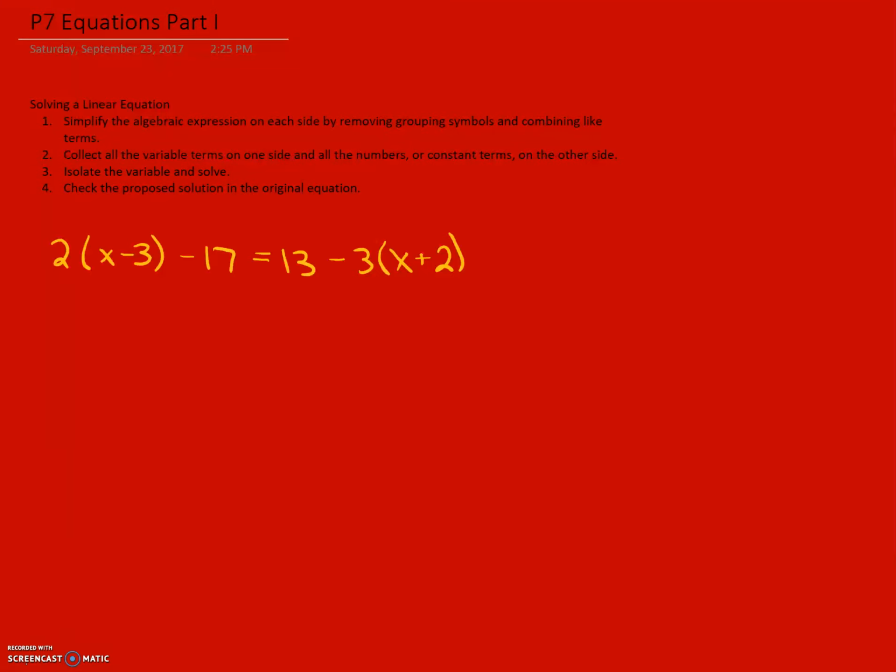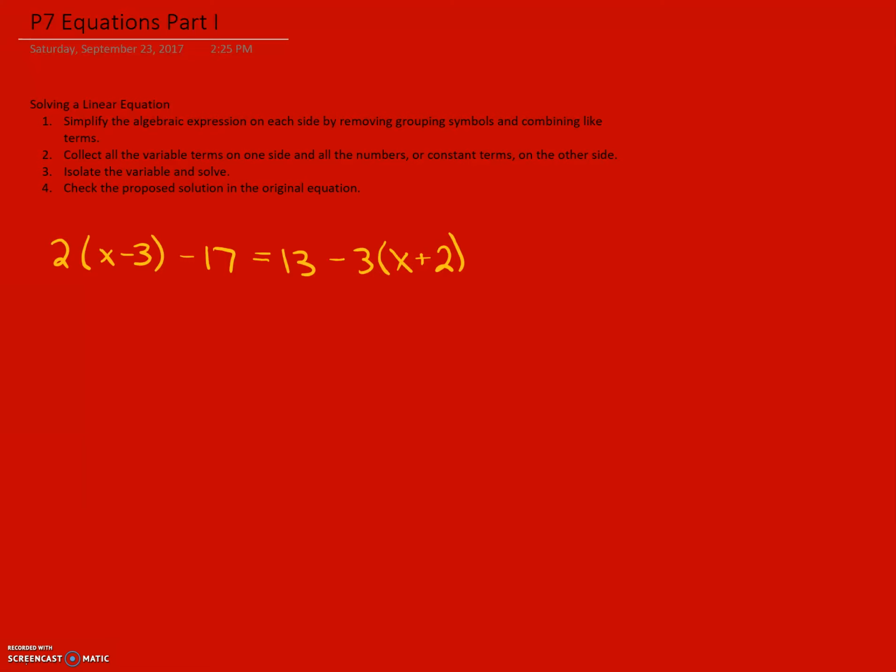We're going to get into P7 this week, and this is solving different types of equations. I've given you some steps on solving a linear equation. This should be a review. I'm hoping that everybody's good with this, and we're going to start with this problem here just to refresh your memory on it. And this is just solving linear equations in one variable.